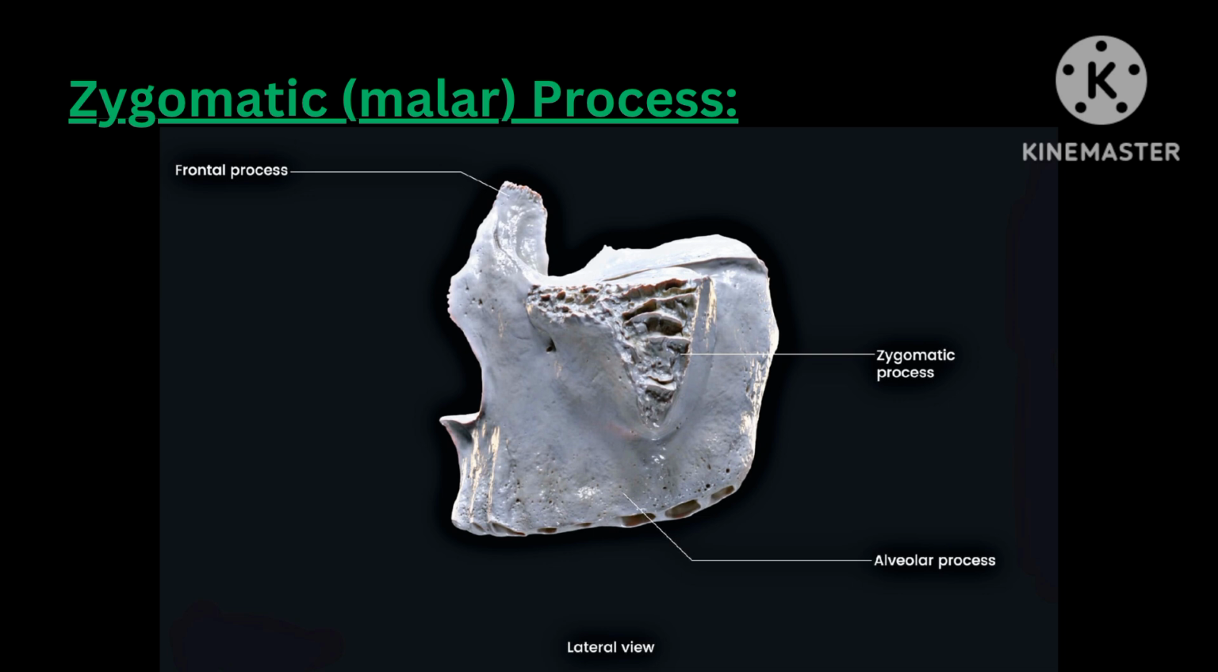The zygomatic, or malar, process of the maxilla is the lateral extension of the bone for articulation with the zygomatic bone. The posterior part of this process is concave and participates in forming the infratemporal fossa. Anteriorly, it forms part of the anterior surface of the maxilla.